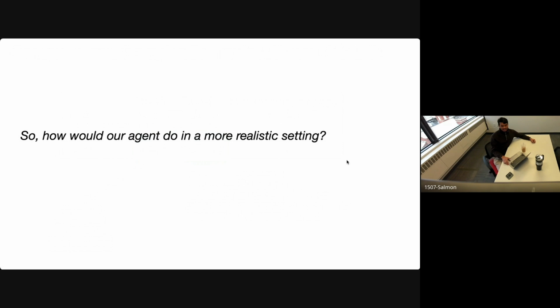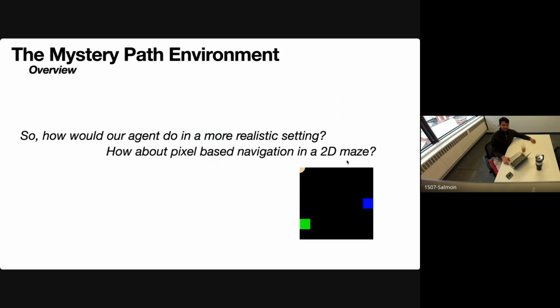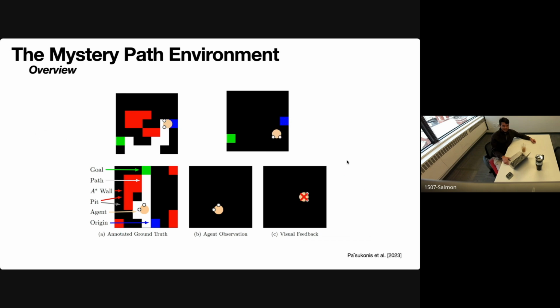We also tried testing our agent in more realistic settings, and we started with a pixel-based navigation task called the memory maze. This is the mystery path. This is a very interesting problem setting. The agent's observation is what I'm showing here on the right-hand side. Here you have a blue box and a green box. The agent's goal is to reach the green box. But the path that the agent must follow is not visible to the agent.